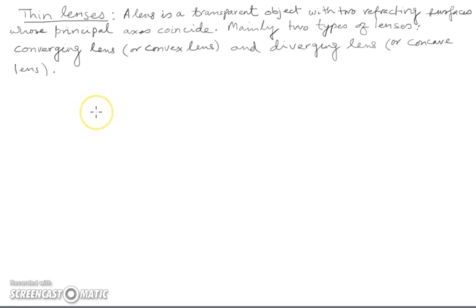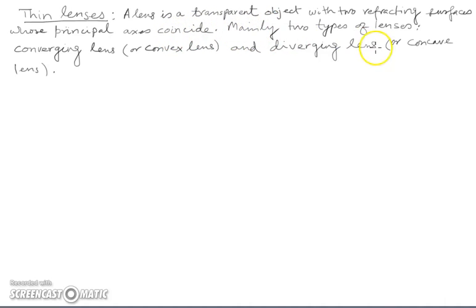In this lecture, we'll talk about thin lenses. Earlier, we had talked about mirrors or curved mirrors, right? Here we'll talk about thin lenses. So, what is a lens? A lens is a transparent object with two refracting surfaces whose principal axes coincide.